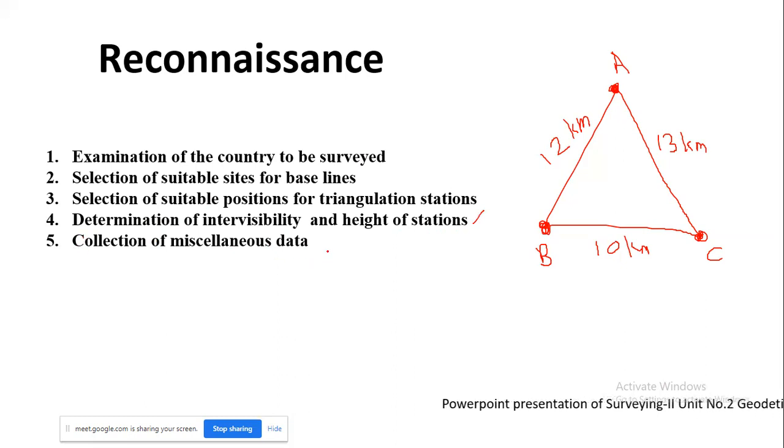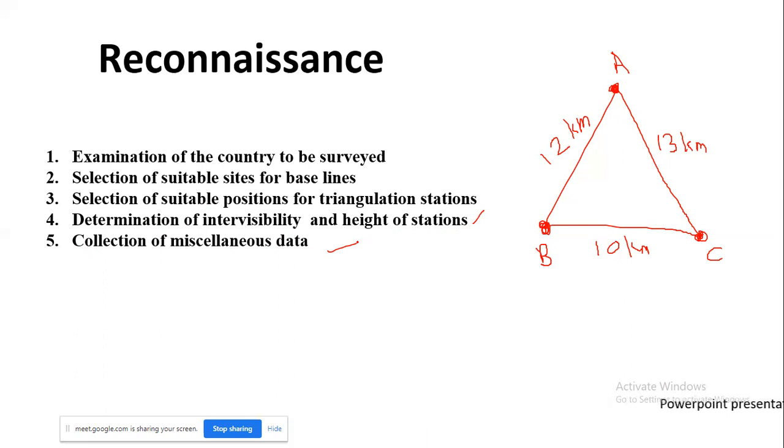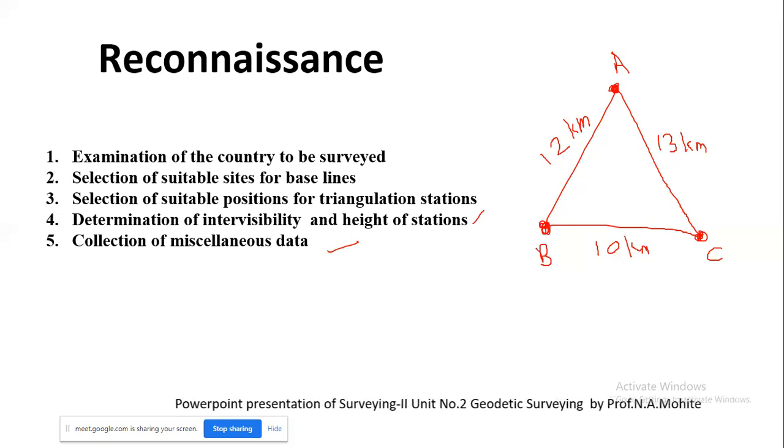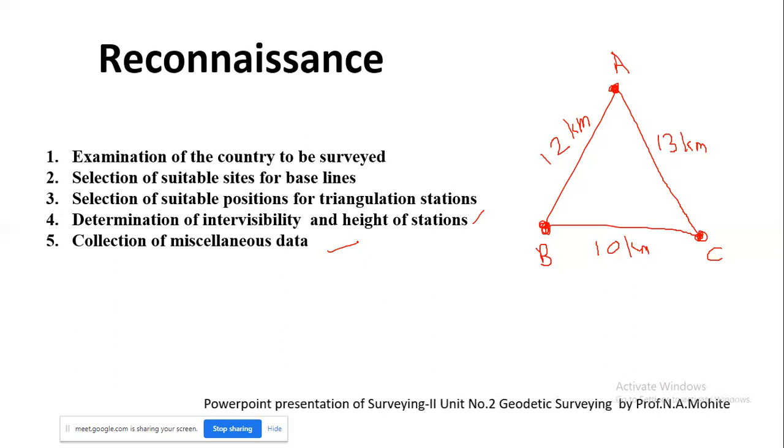And you are supposed to collect certain miscellaneous data, that is, whether water, food, labor, and local guides are available or not. If you are going to do the survey in a forest part, you should know that, because the person who is going to do that work should have communication for food and water, and if required, you can have a local guide.